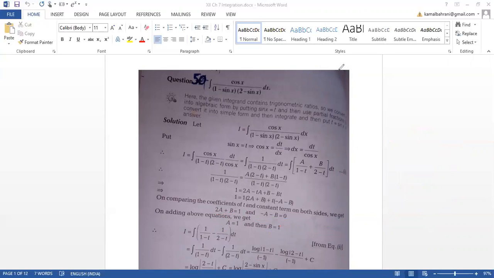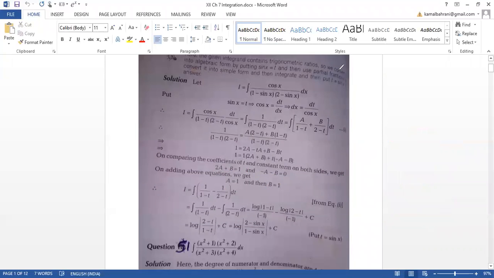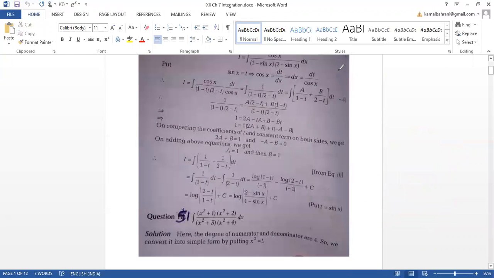Just see what we are going to get. We get the integral of 1 upon (1 minus t) dt minus the integral of 1 upon (2 minus t) dt. Now you know that this is log of (1 minus t) by minus 1, because this minus t is there, so minus 1 will come, minus log of (2 minus t) by minus 1. Why? Because of the t here.